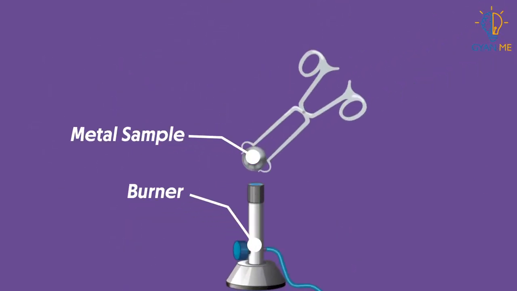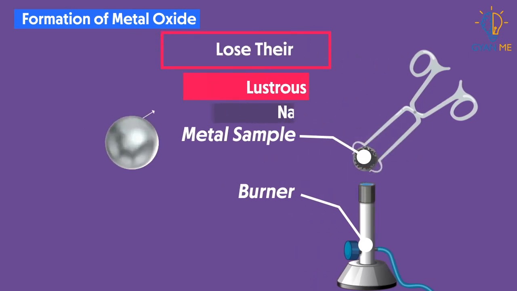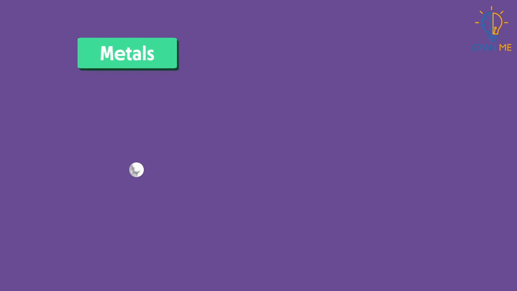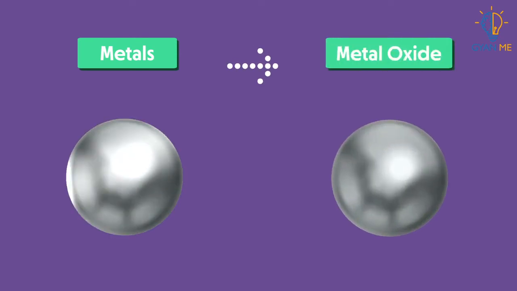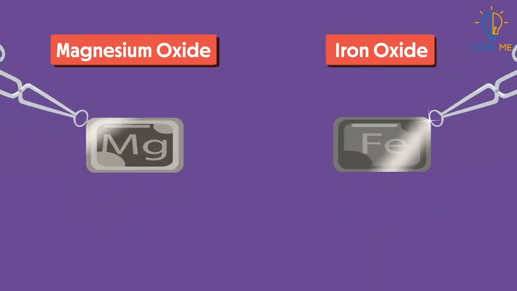Now let us see how does metal surface appears after burning. Burning takes place due to presence of oxygen. On burning, metals lose their lustrous nature. Can you think why is this happening? Yes, this is because most of the metals form metal oxides, which get deposited on their surface. For example, magnesium oxide, iron oxide, etc. This makes metal dull.